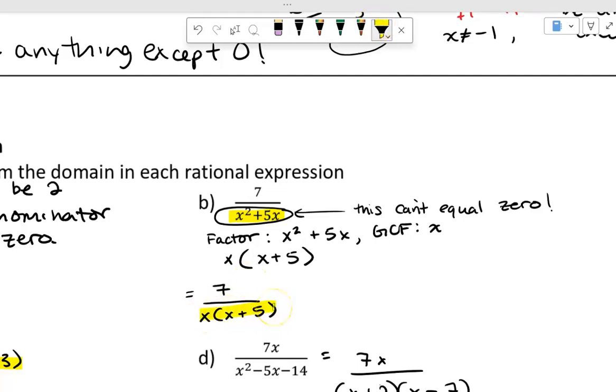Now that I've rewritten my entire fraction in factored form in the denominator, I can tell what I'm not allowed to plug in for x. Anything that's going to make the denominator equal to 0 is what I have to exclude from my domain. So looking at my denominator only, which I do not want to equal 0, and I'll rewrite this off to the side, I can set each factor not equal to 0 and solve.